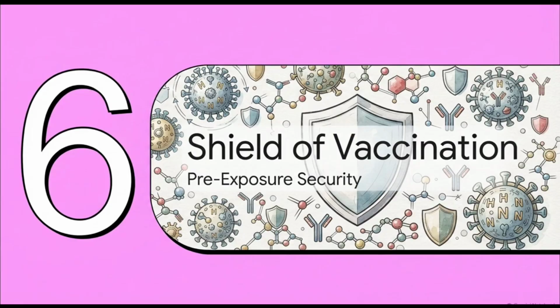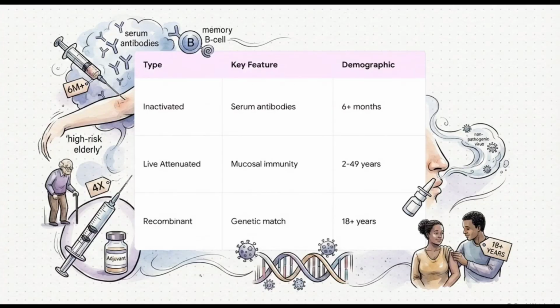Section 6. The shield of vaccination. Since treating the flu once you have it is kind of an uphill battle against viral mutation, our ultimate defense is pre-exposure security. We want to proactively generate memory B cells and neutralizing antibodies before the virus ever even breaches the perimeter. We essentially have 3 main vaccine shields at our disposal.